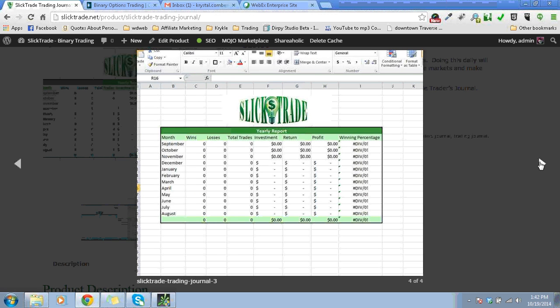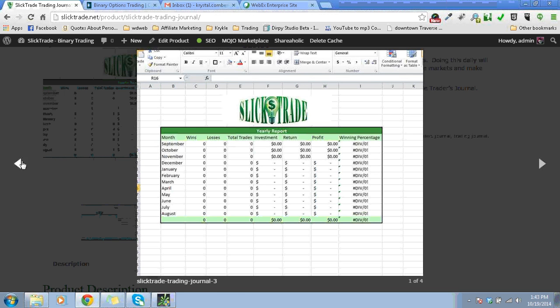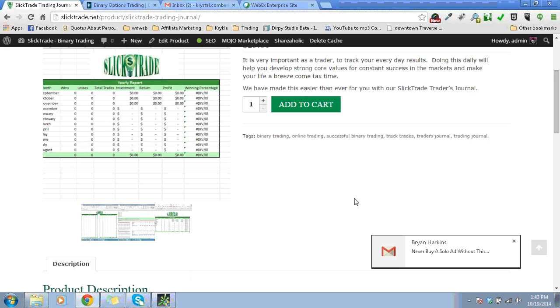I highly suggest this to any type of trader, binary, forex, stock trader, day trader, whatever it is, okay? It's very important to keep track of these. And on each one of these, when you fill out October, November, December, you're going to see that on your yearly report tab, it's just going to pull in your wins, your losses, your total trades, your investment, return, your profit, and your winning percentage, okay? It's going to automatically bring all that in for you. This is important come tax time. It's important just in general to keep track of your trades.